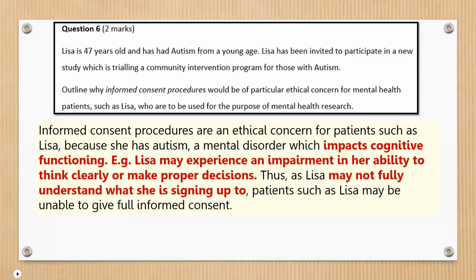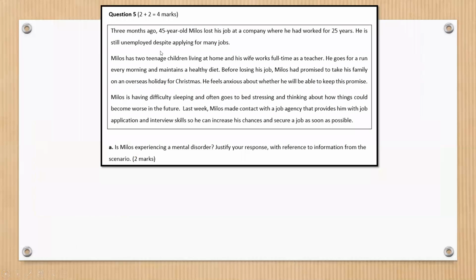Alrighty, and then we've got Milos as the next question. Question 5 is a case study. 3 months ago, 45-year-old Milos lost his job at a company where he had worked for 25 years. He's still unemployed despite applying for many jobs. He's got 2 teenage children living at home. His wife works full-time as a teacher.